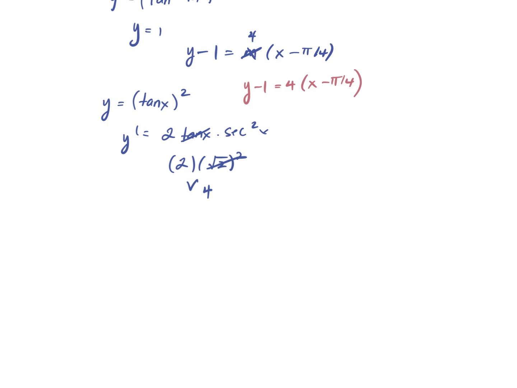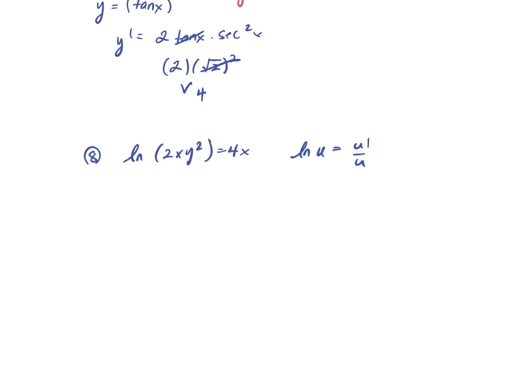Number 8, I'm going to say just skip it. That's not what I meant for it to be. It was this, ln of 2xy squared equals 4x. 100% you need to know ln of u is u prime over u, but this one was just a little too complicated. There's better ways to do this one, so don't worry about that one.